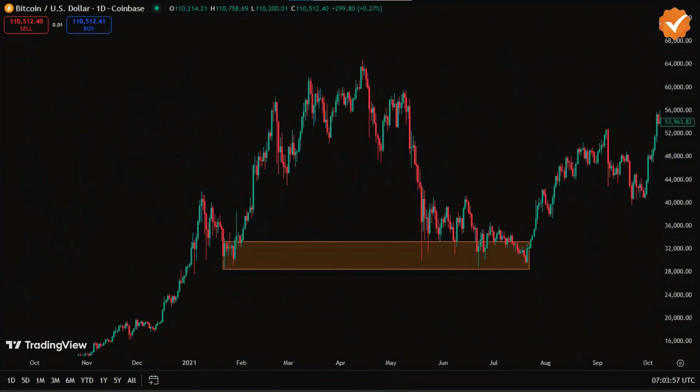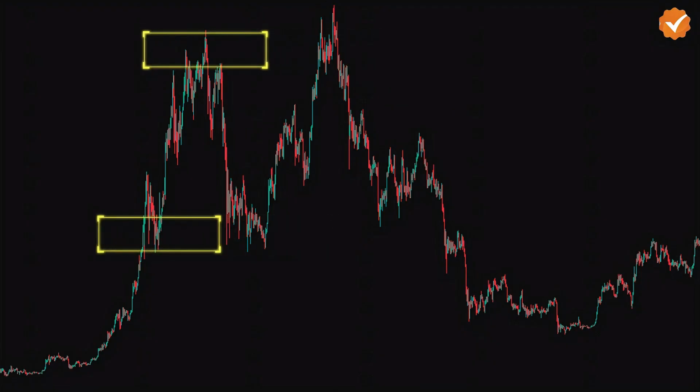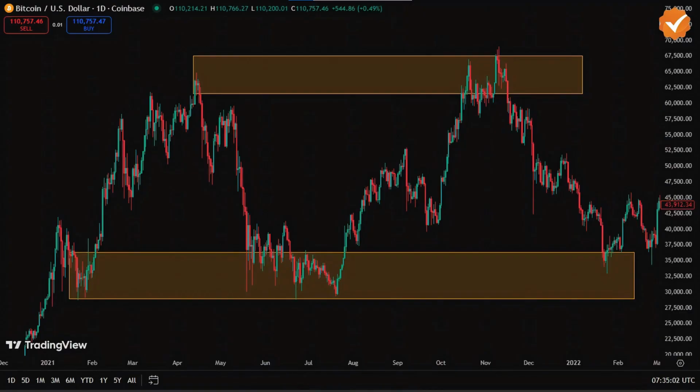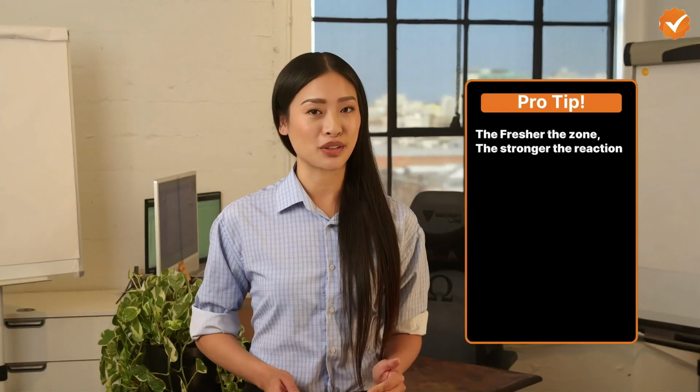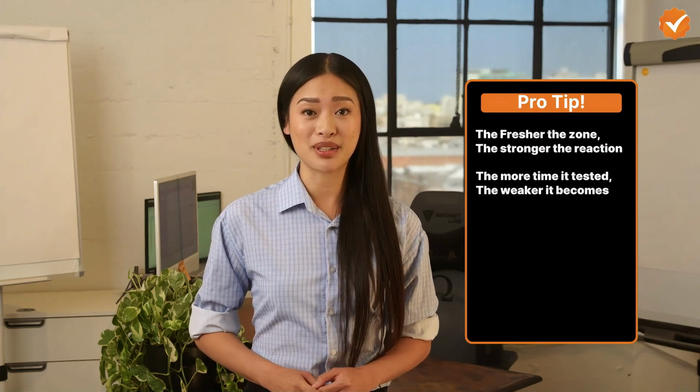Spotting supply and demand zones isn't complicated. Look for a strong, impulsive move away from a price area. Mark the base of that move, the small consolidation or sideways candles right before price exploded. That base is your zone. Next time price revisits it, watch for reactions. Pro tip: the fresher the zone, the stronger the reaction. The more times it's tested, the weaker it becomes.